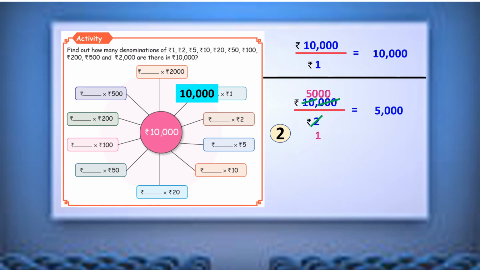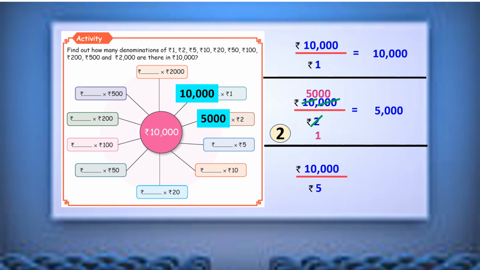Yes. 5,000 2 rupee coins will be needed to get rupees 10,000. So 5,000 is the correct answer here. Then the third one. So hereafter you will find it out, isn't it? Yes, it's easy for you now because you are all very brilliant students.